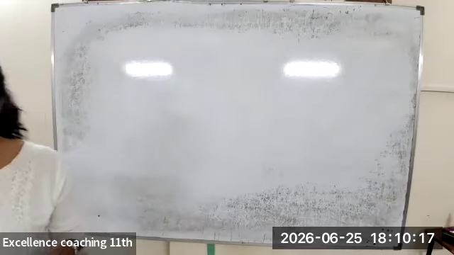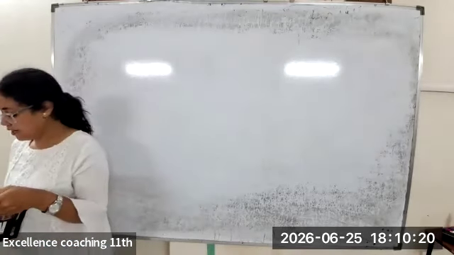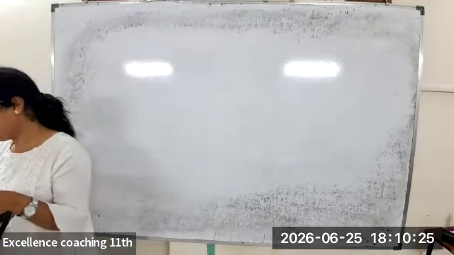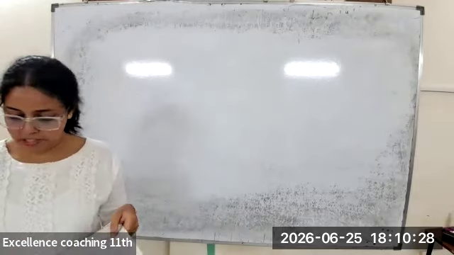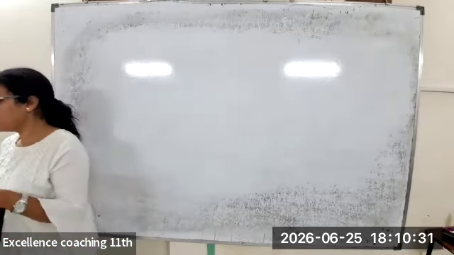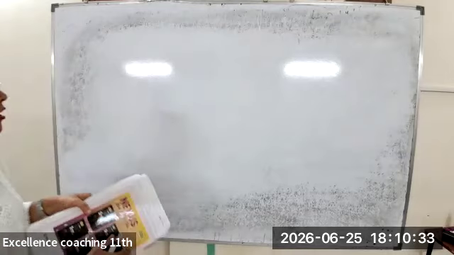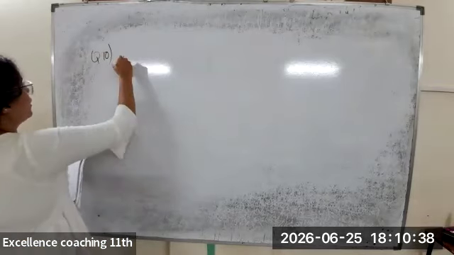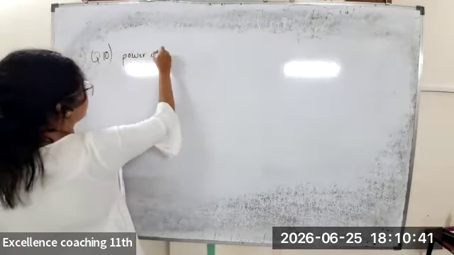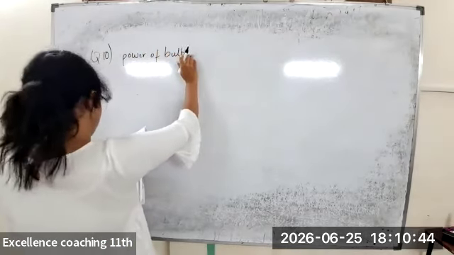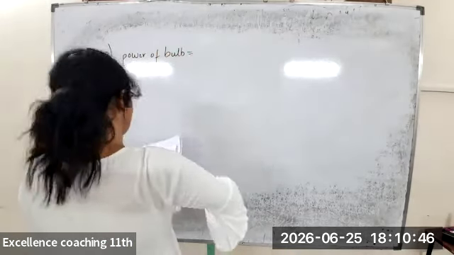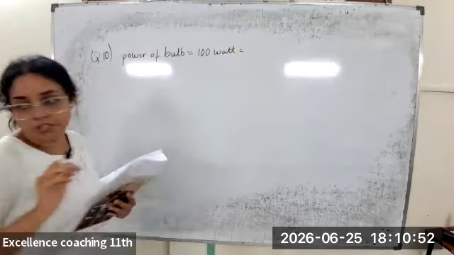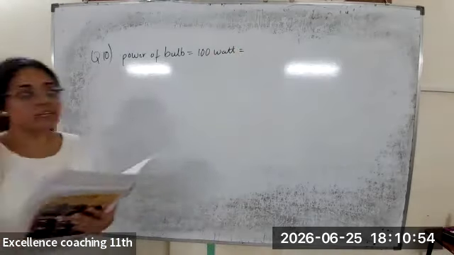Okay, so what does the question say? A 100-watt bulb emits monochromatic light of wavelength 400 nanometers. It says to calculate the number of photons emitted per second by the bulb. So we are given the power. This is question 10. We are given the power of the bulb, which is 100 watts. Now watts you can also write in terms of joules per second.